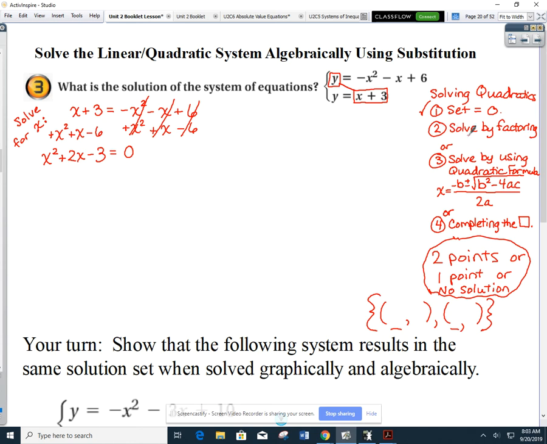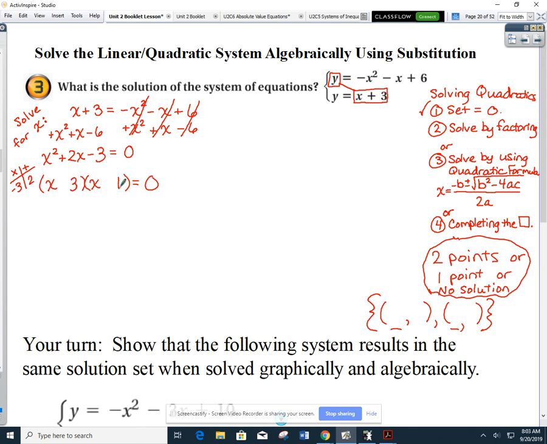Is this factorable? If it is, that's the easiest way to solve. So do we have 2 numbers that multiply to negative 3 and add up to positive 2? If you've got those numbers, you know that here we put x times x, because if we FOIL, x times x is x squared. So we're going to do 3 and 1.